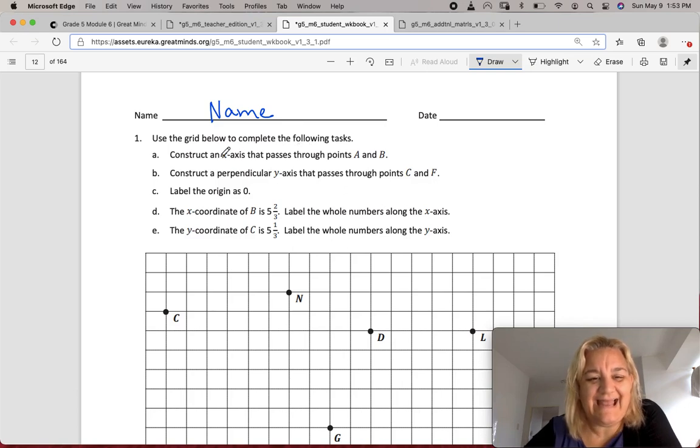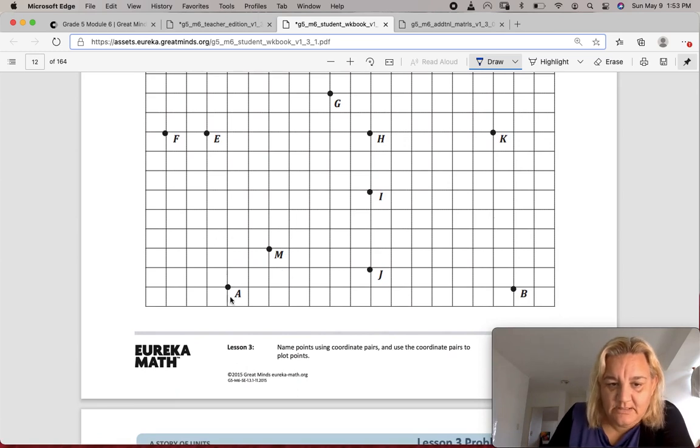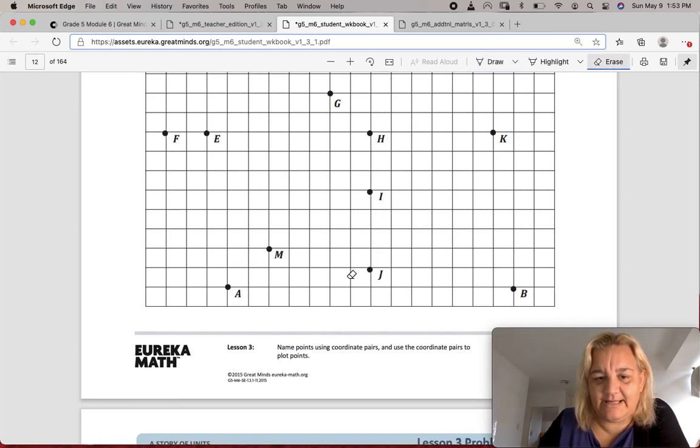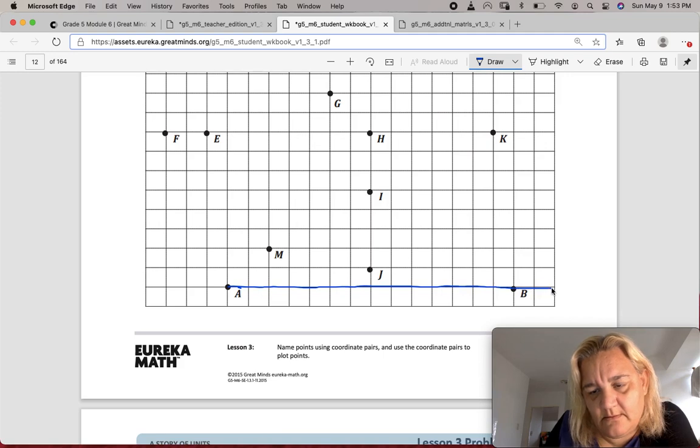First, we're going to construct an x-axis that passes through points A and B. So let's find A and B. Oh good, they're on the same line. So this is going to be our x. Ooh, my line is not straight. Let me try harder. Oh, it's terrible. Stay in the lines. There we go. I'm super concentrating right now. Okay, so I'm going to put a little arrow here because that line keeps going. And this is our x-axis.